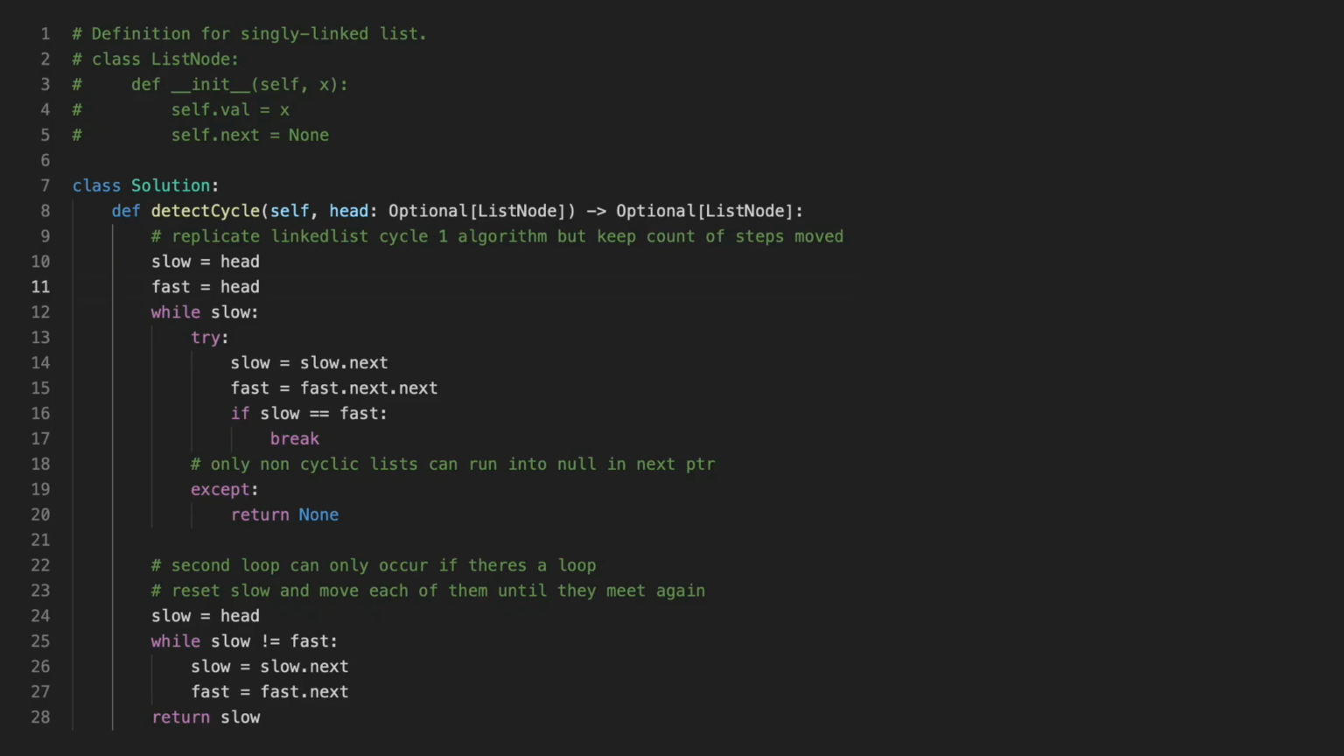Lines 10 and 11, we initialize our fast and slow pointers to the head of the linked list. Then the while loop block is the same as what you have for Linked List Cycle 1. While the current node is not None, we traverse the linked list. We move one node for the slow one and then 2 nodes for the fast one. And when they meet, we break. But if there's no cycle, which means the next pointer will be None, then we have a try catch for that. We reset the slow pointer back to the head of the linked list. We have another while loop, and this time both pointers move by one node. When they meet again, you can return slow or fast, and that will be your entry node.